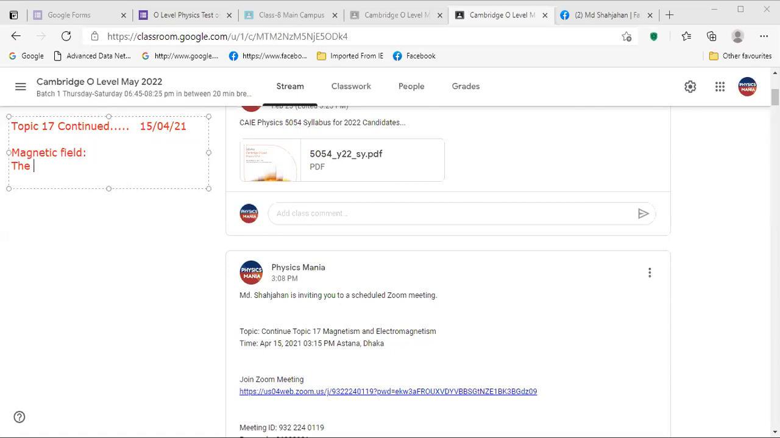The region in which a magnet experiences its attractive or repulsive force.